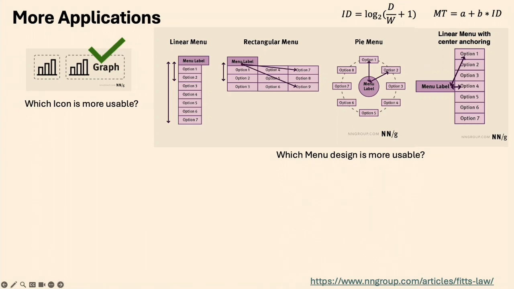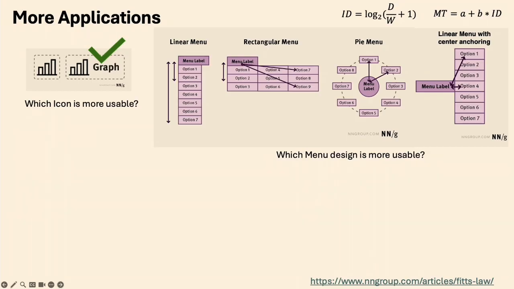Here, these two are further back. So if the most commonly used targets are here, maybe it's not the best design. In a circular menu, all items are equally distanced. Their widths are also identical. So sounds like this is a better candidate, right?